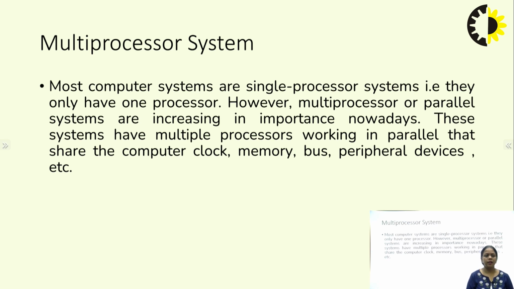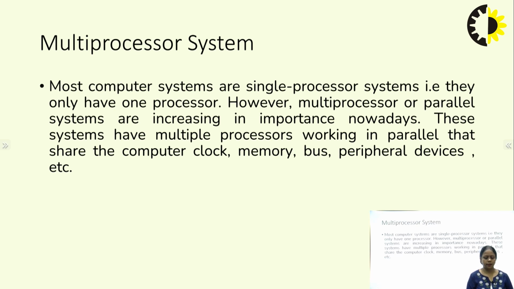These systems have multiple processors working in parallel that share the computer clock, memory, bus, peripherals, etc. So when we have more than one processor in our system, it is known as a multiprocessor system. And if we have only one processor in our system, it is known as a single processor system. So in the case of a multiprocessor system, we have more processing speed because we have more than one processor.